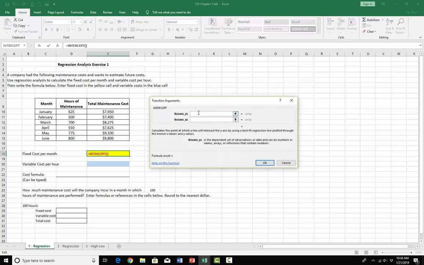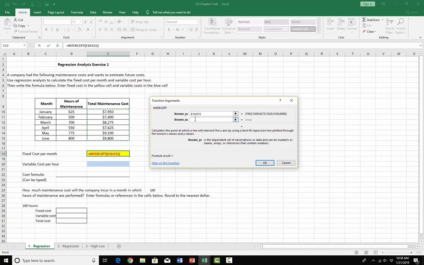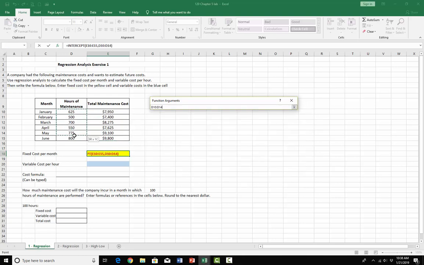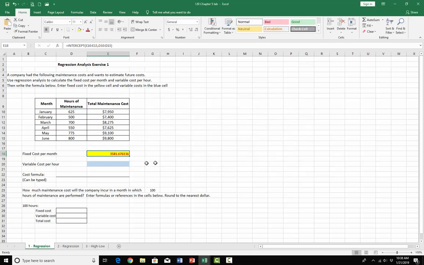So this opens up this window. All we need to do is highlight the data that we're looking at. So our y's are going to be the maintenance cost. Click over into the x's, highlight your hours of maintenance. Click OK. So we kind of have a long number. We'll clean that up in a minute. So our fixed cost per month is about $3,582 a month.